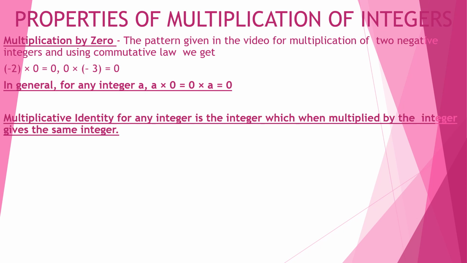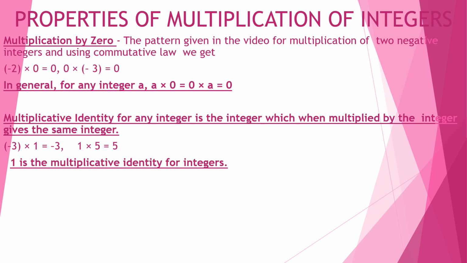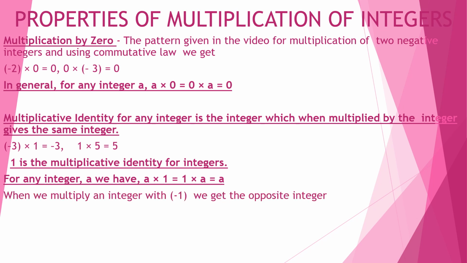Now multiplicative identity for any integer is the integer which when multiplied by the integer gives the same integer. Now minus 3 into 1 is equal to minus 3. 1 into 5 is equal to 5. So 1 is the multiplicative identity for integers. For any integer a, we have a into 1 is equal to 1 into a is equal to a.